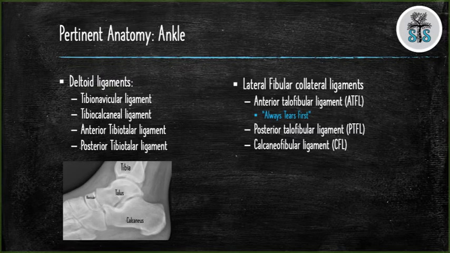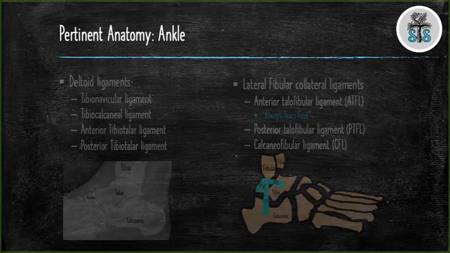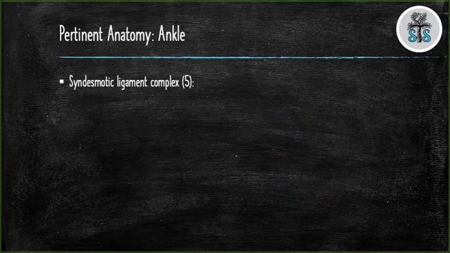In contrast, on the lateral side of the ankle, there are three ligaments known as the lateral fibular collateral ligaments, which originate on the distal fibula. They are the anterior talofibular, the posterior talofibular, and the calcaneofibular ligaments. The syndesmosis will commonly be talked about in regards to ankle sprains and fractures. The syndesmosis is a connection of ligaments between the tibia and fibula.